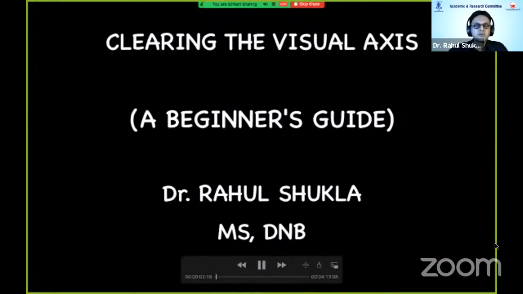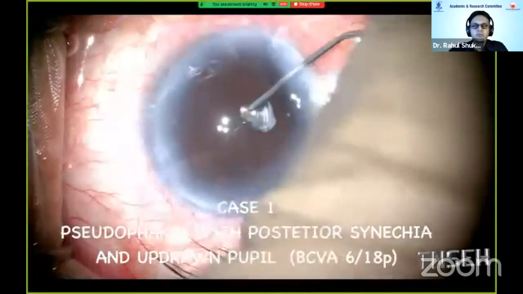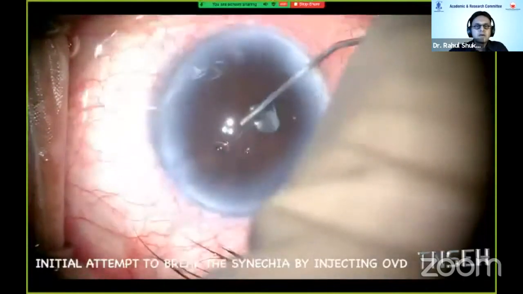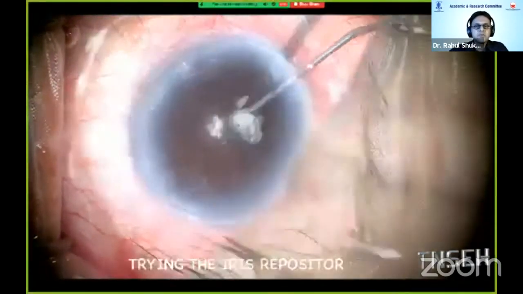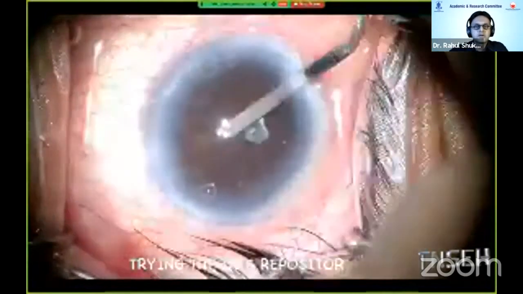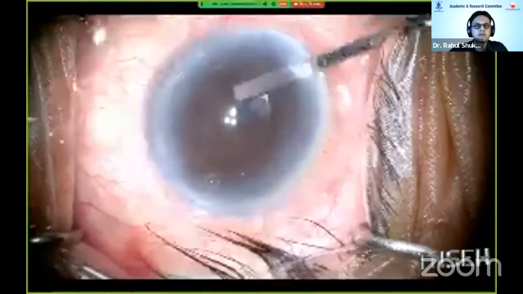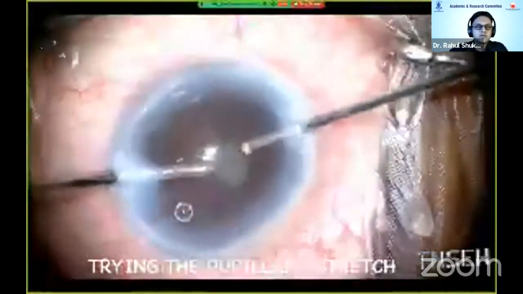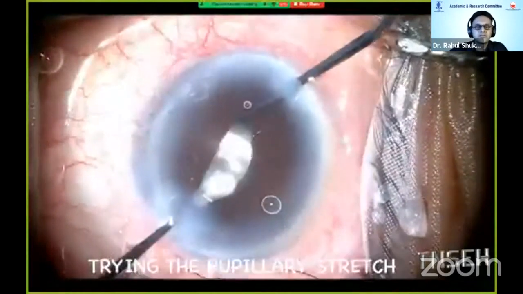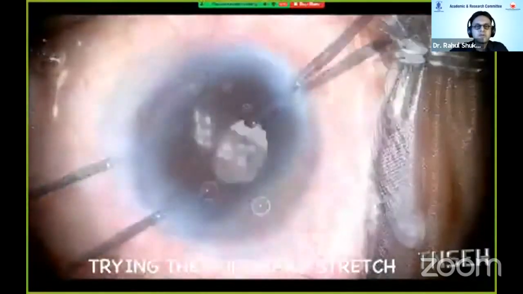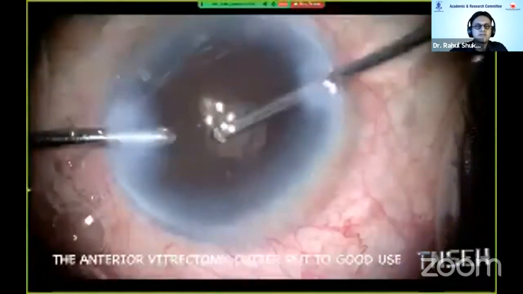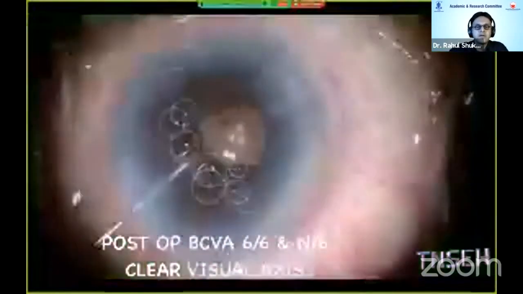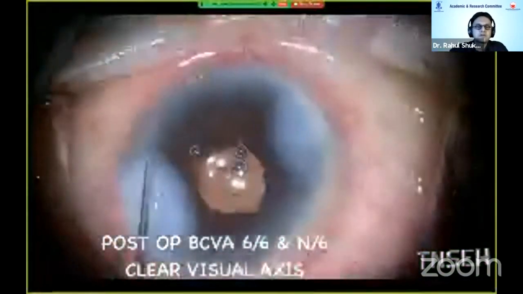As an anterior segment surgeon, you have cases like this. Case 1, pseudophakia with posterior synechiae, an updrawn pupil, 6/18 vision. I initially attempt to break that posterior synechiae with the OVD, and then I go with the iris repositor, and go behind the iris and disengage the iris from the synechiae, stretching the pupil, to make sure I have the visual access clear. I have the anterior vitrectomy cutter with me. I do it. All of these are the anterior segment surgeon's armamentarium. I get 6/6 vision and the visual access is clear.